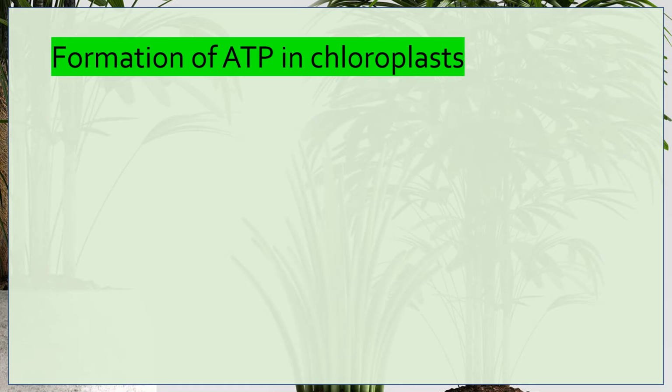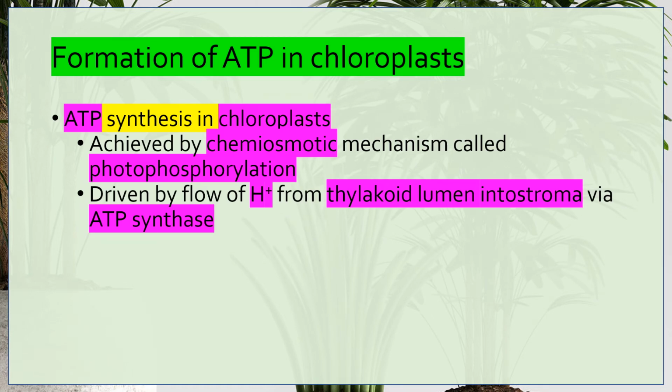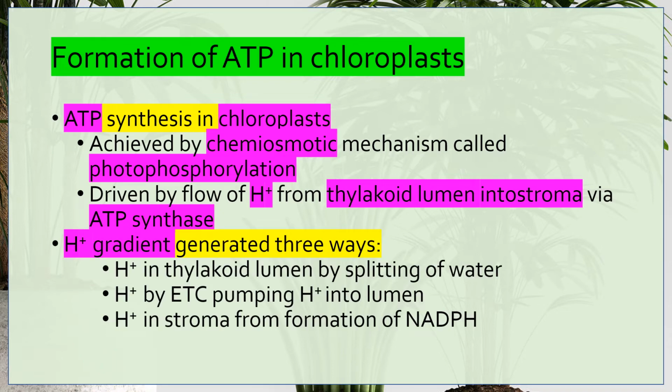Next we're talking about the formation of ATP in the chloroplast. ATP synthesis in the chloroplast is achieved by a mechanism called photophosphorylation, driven by the flow of hydrogen ions from the thylakoid lumen into the stroma via the ATP synthase. The hydrogen ion gradient is generated three ways: hydrogen ions in the thylakoid lumen from the splitting of water, hydrogen ions pumped into the lumen by the electron transport chain, and hydrogen removed from the stroma by the formation of NADPH.